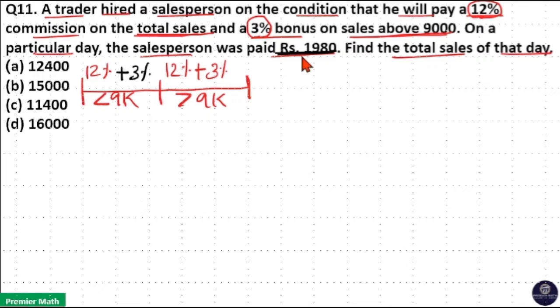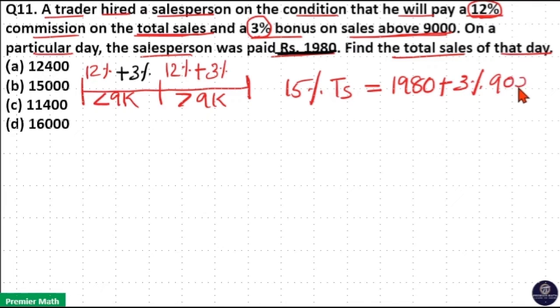That is for rupees 1,980. Now it is easy for me. That is, here it is 15%, here it is also 15%. To equalize this, I add 3% of 9,000 here. Then I will add the same amount to rupees 1,980. Then equate it. 15% of total sale is equal to what he gets? He gets 1,980 plus I will add this extra 3% of 9,000, because that is included in this 15% of total sales. So 3% of 9,000 because I added it here, okay?